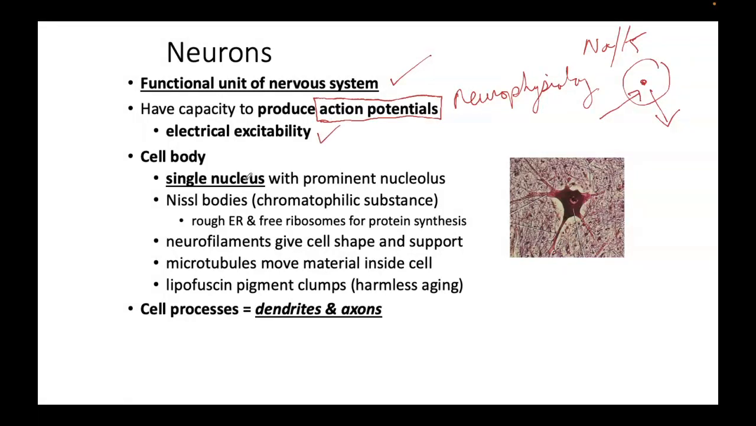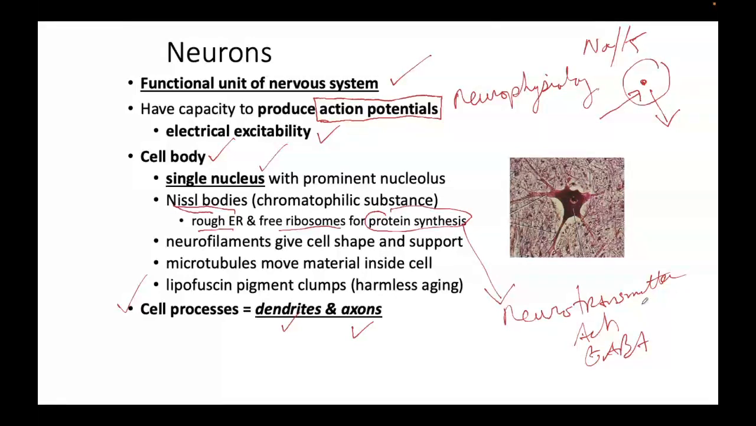So the neuron is electrically excitable. There is a cell body that has the cell processes, the dendrites, and the axons. Within the cell body, there is a nucleus. There are Nissl bodies. These Nissl bodies are responsible for protein synthesis. Okay, they're made up of rough endoplasmic reticulum and free ribosomes. And remember, these are involved with protein synthesis. The protein synthesis in the neuron is really, really important for neurotransmitter production. Like neurotransmitters like acetylcholine or GABA or dopamine and serotonin, right? These are all different types of neurotransmitters.